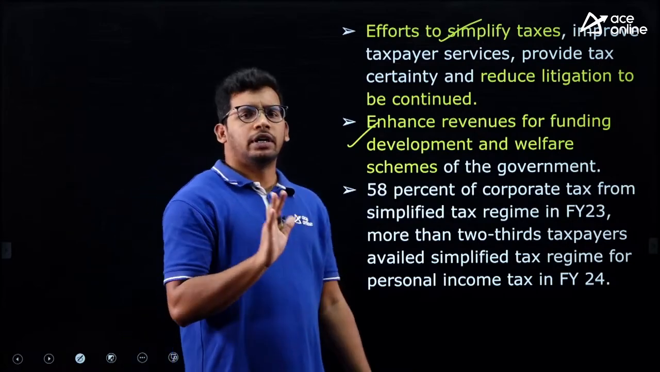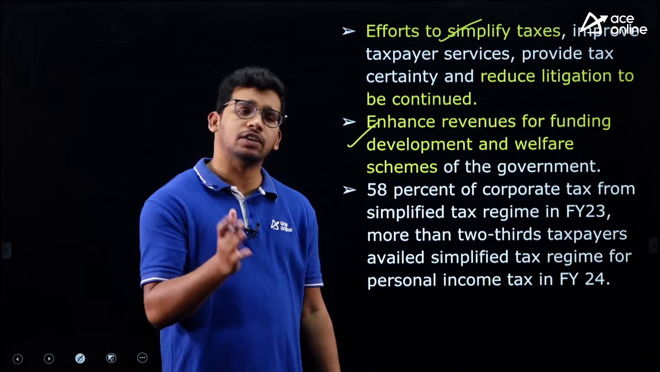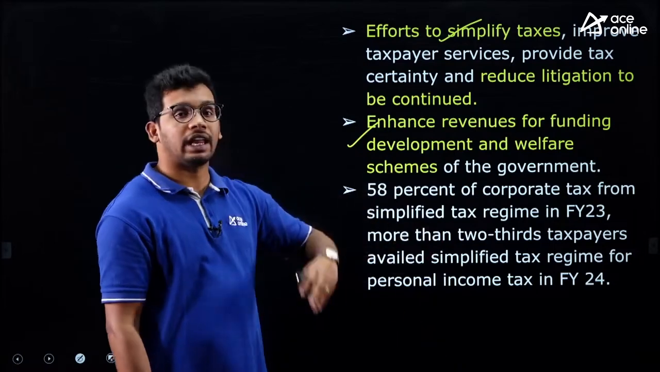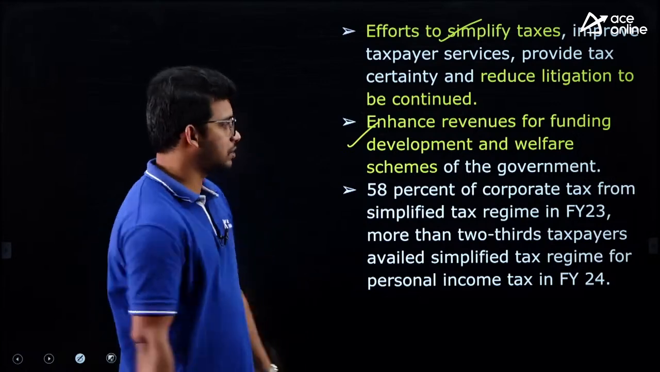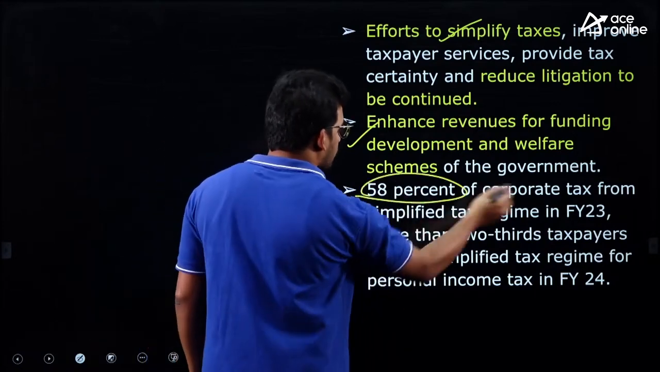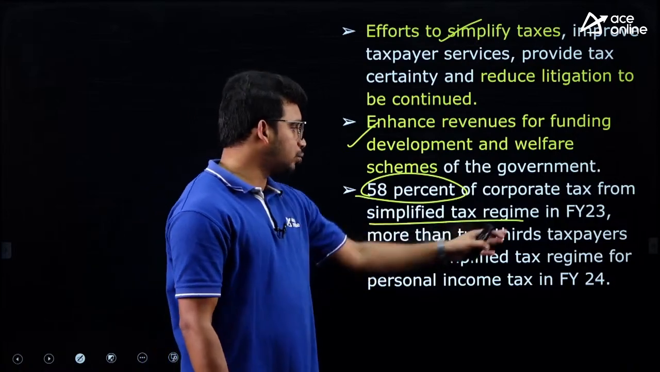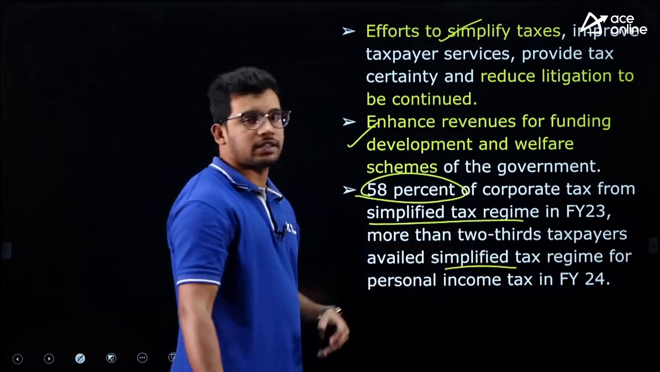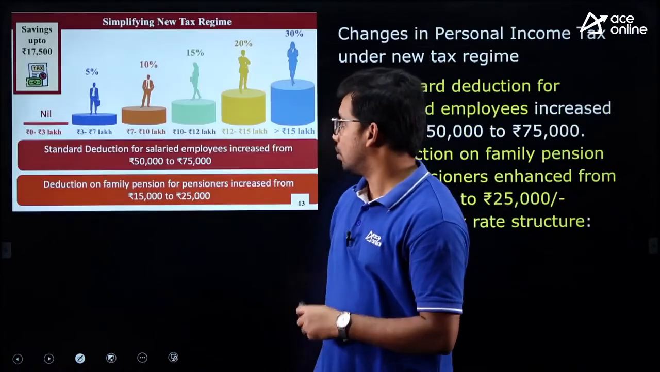So don't take it as a negative, it is actually a privilege that you are paying a tax and that is going for the poor. The government wants to encourage the tax, it can be income tax, it can be corporate tax, the private companies as well, right. So 58% of corporate tax has been simplified. More than 2/3 of taxpayers availed the simple tax regime this year. So they are saying that we have simplified the corporate tax and all, fine.